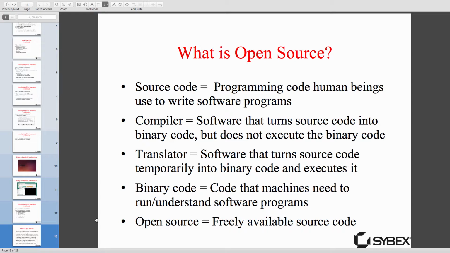Okay, binary code, we basically hit on what this is. This is code that the machine needs to run and understand software programs. So this is the actual binary, the ones and zeros. And that binary has a specific meaning to a processor, and that processor knows how to read that and execute the commands in there. And open source is just freely available source code.